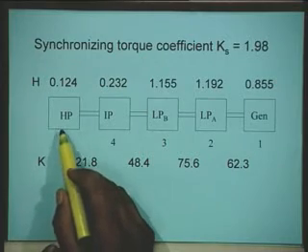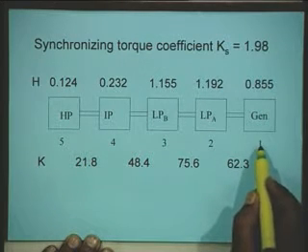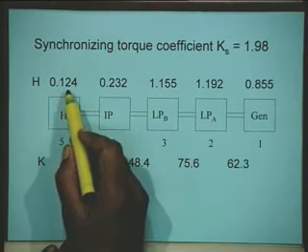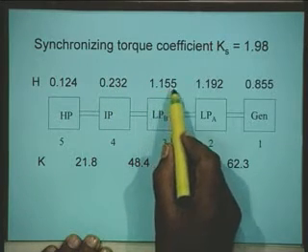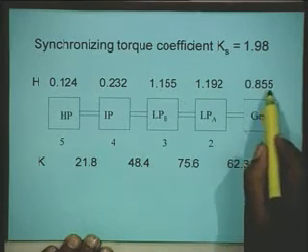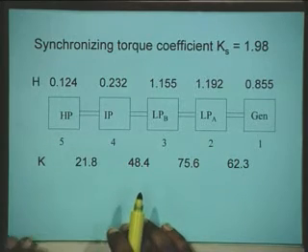Now, to understand the dynamic behavior of the turbine generator shaft system, let us take an example. We consider here the same 5 mass system, and we represent these masses as 1, 2, 3, 4 and 5. The inertia constant of HP section is 0.124, inertia constant of IP is 0.232, LP is 1.155 and LPA is 1.192 and generator is 0.855. That is, these are the different values of the inertia constants of the 5 masses.